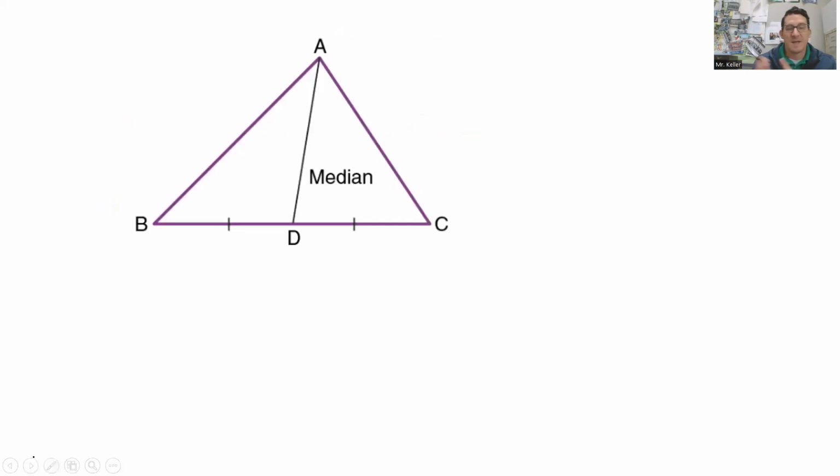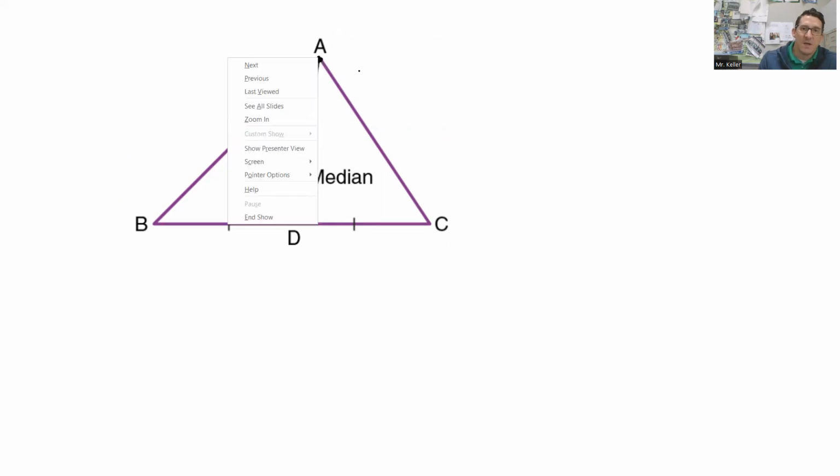Right. Next thing we're talking about is the median. The median of a triangle goes from a vertex to the opposite side, and it bisects the opposite side. It's in the middle of the opposite side, so it has to bisect it.